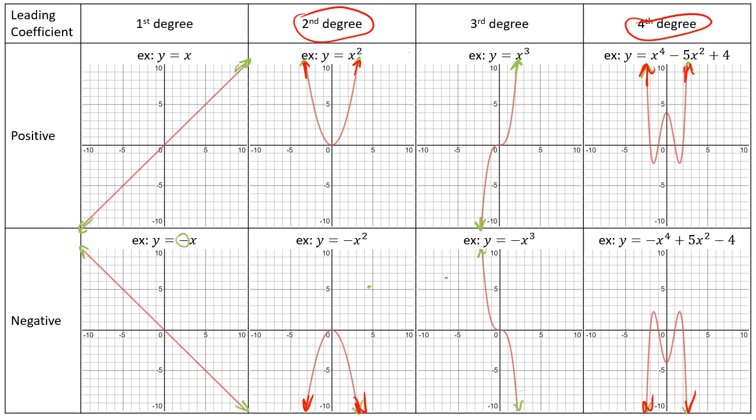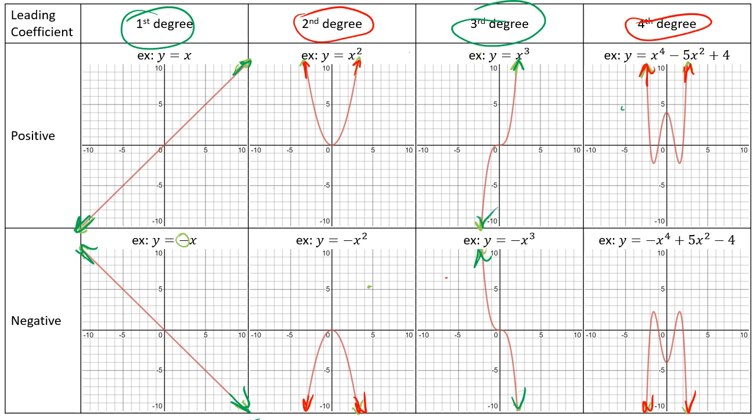For odd degree polynomials, first and third, and this would be the same for fifth and seventh, the ends do the opposite thing. So we have bottom left, top right. We have top left, bottom right. They go in opposite directions, and that will happen for every odd degree polynomial.